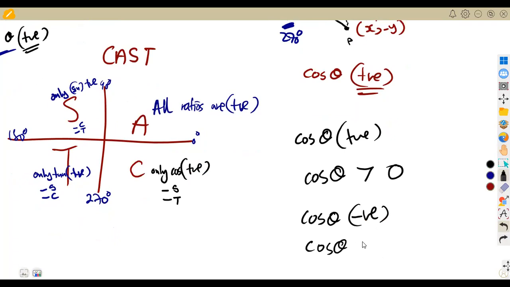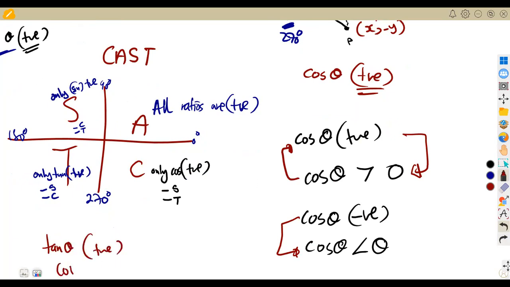Cos theta is less than 0, as we know that values that are less than 0 are negative values. Positive values are values that are greater than 0. So it can be another way that they can present to you. They can present a condition, maybe saying tan theta is positive and cos theta is less than 0. They are simply saying cos theta is negative.